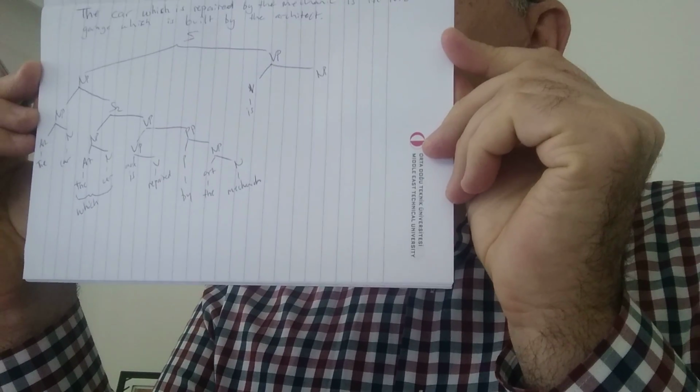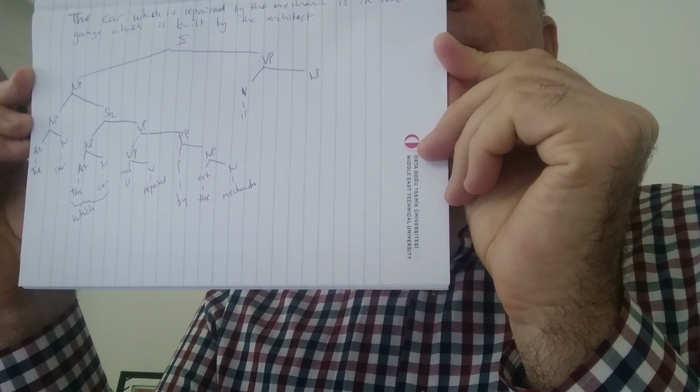In the verb phrase part, is in the garage, which is built by the architect. So is in the garage is verb and noun phrase. Verb is. And in the noun phrase part we have the garage, which is built by the architect. We divide this noun phrase into two. Noun phrase and sentence three, this time.